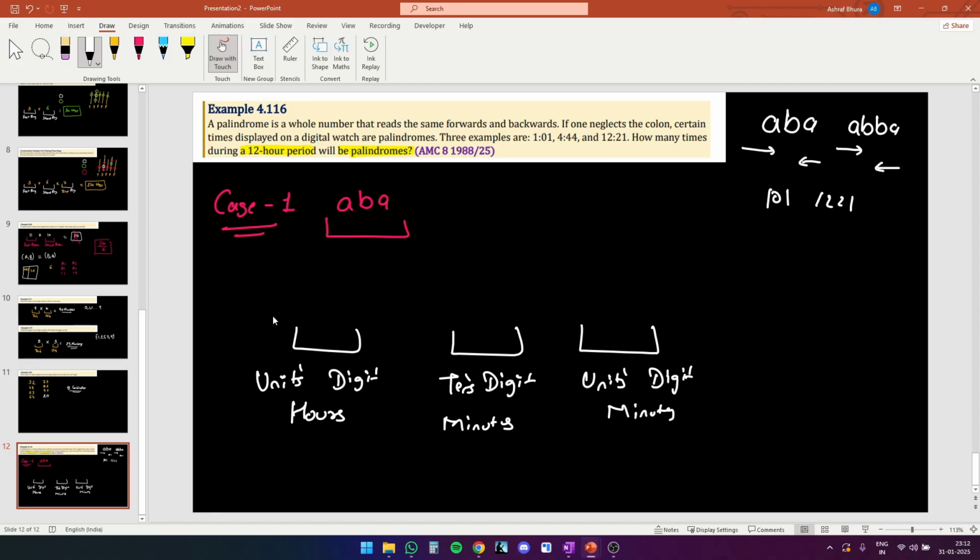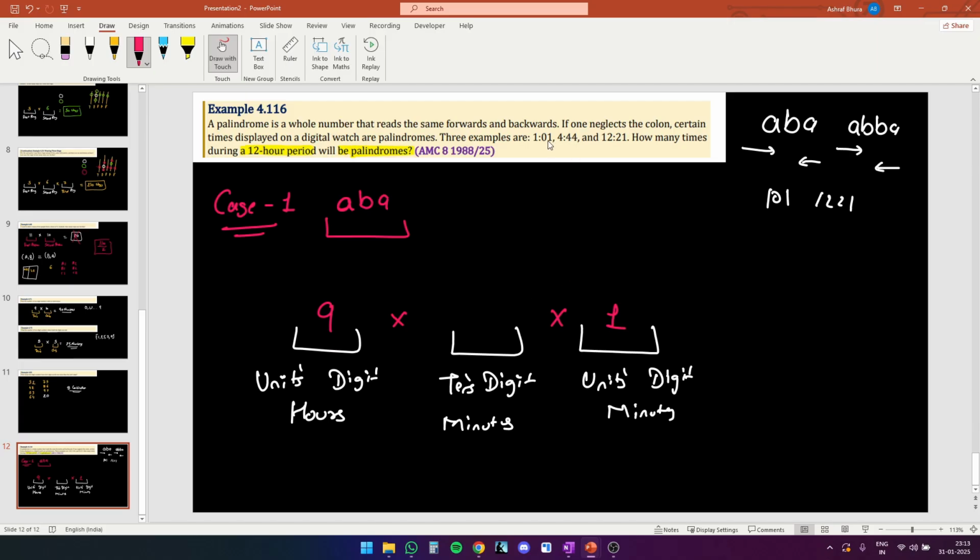Now how many choices do I have for the units digit of hours? Can I say it can be anything? It can start from 1 till 9. It can be 1, 2, 3, 4, 5, 6, 7, 8, 9. So I have a total of 9 choices for the units digit. Now if I have selected one of the digits as the starting point, can I say for the last digit I will have no other choice than selecting whatever I selected at first? So if it is A, I have to put it as A. If it is 3 here, I have to put 3. If it is 4, the last digit should also be 4, which means for the last digit I do not have any choice.